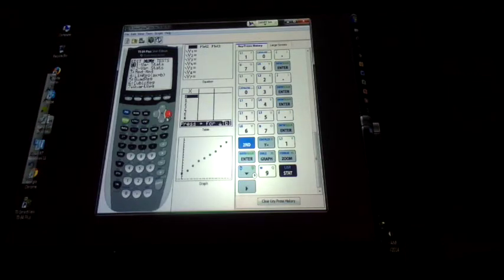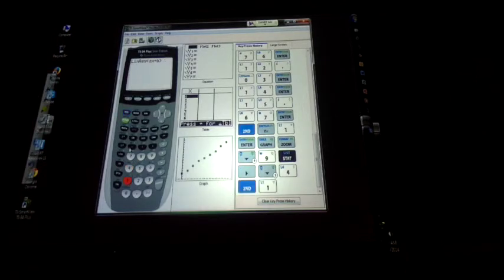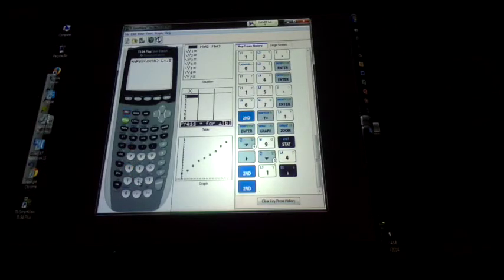I want to find the linear equation. How do I make the linear equation? Stat. Then what? Calculate. And then what? Number 4. Now what's the appropriate thing I should put after this? Good. So second L1, comma, second L2. This is good practice if you have things in multiple lists. That way you tell the calculator what to do.